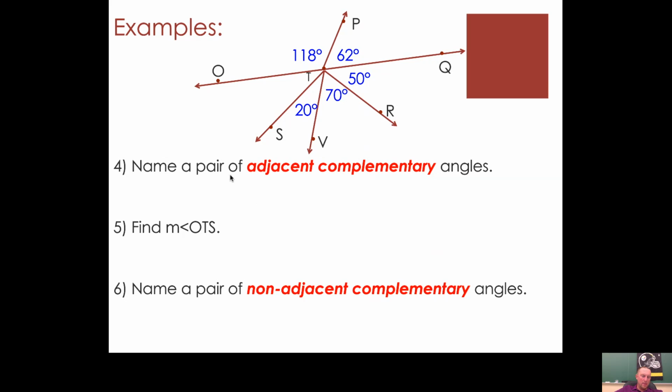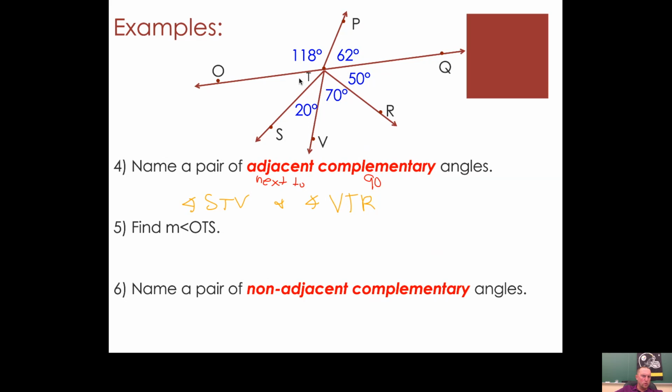Same diagram. Name a pair of adjacent complementary angles. Adjacent means next to. Complementary means adds to 90. Two angles next to each other that add to 90. There you go. There's your two. Just name them with the letters. I'll switch our color up here. So the 20-degree angle, we'll call it angle STV. The 70-degree angle, we'll call it angle VTR. They're next to each other, and they add to 90.